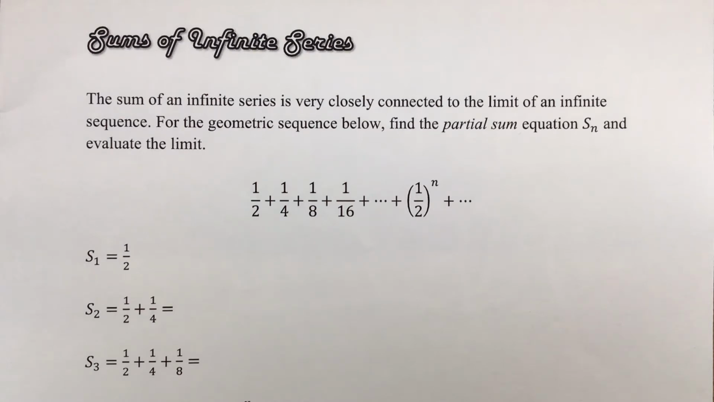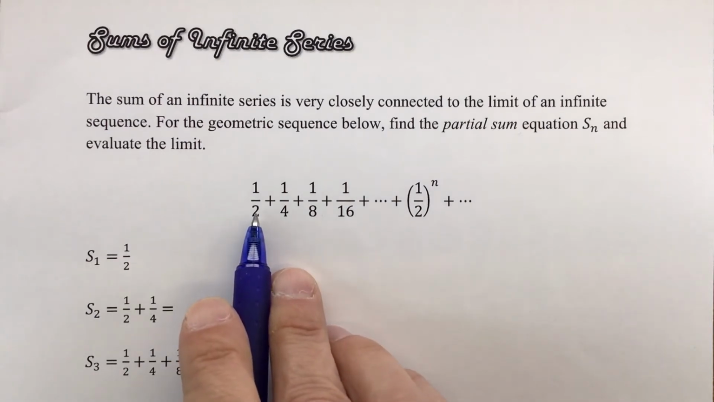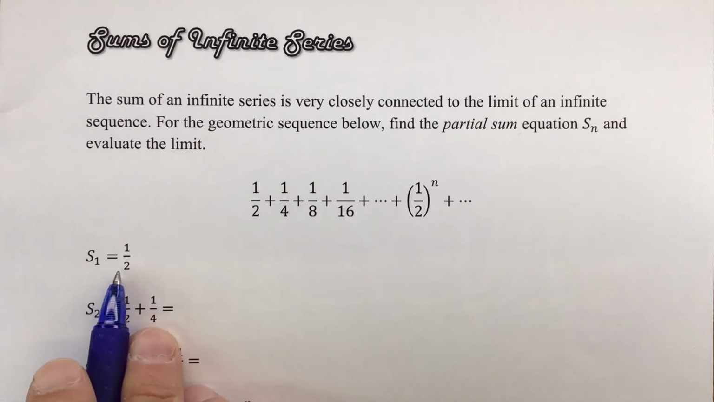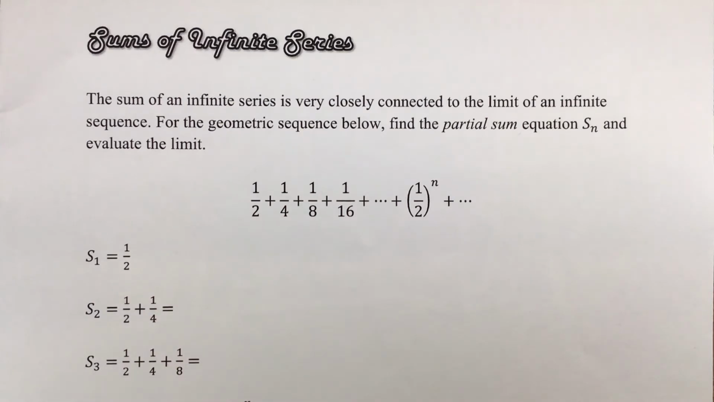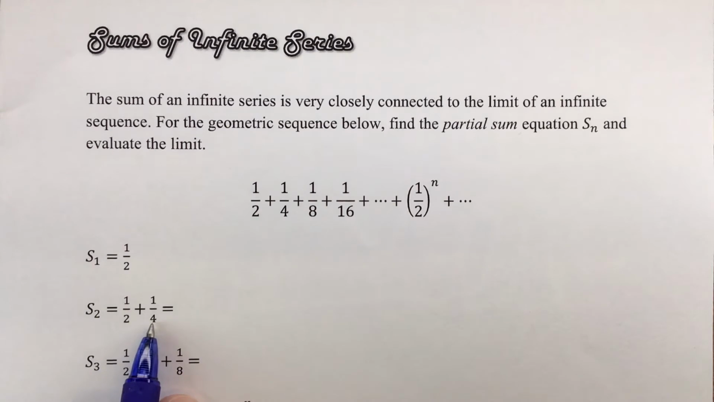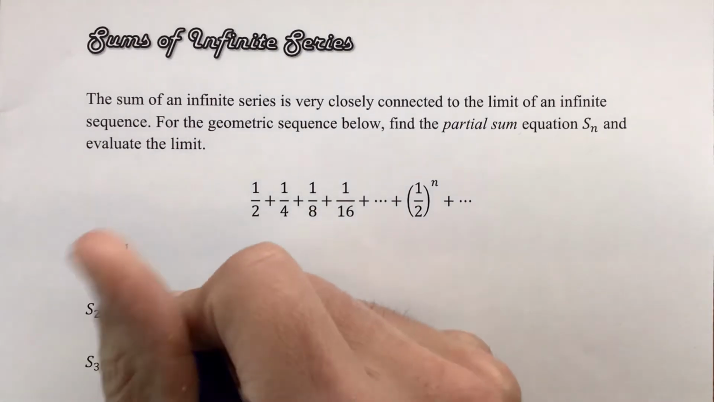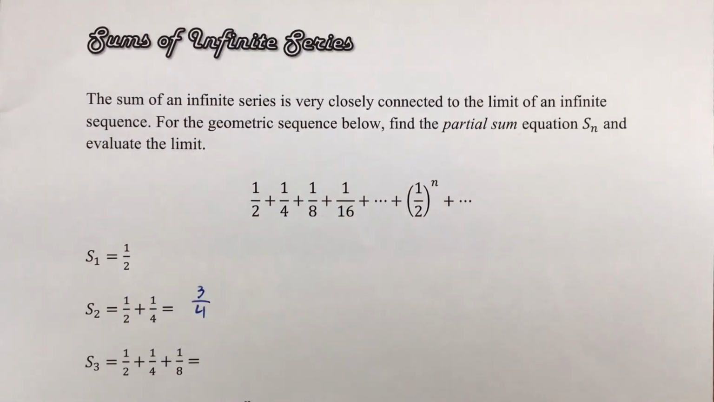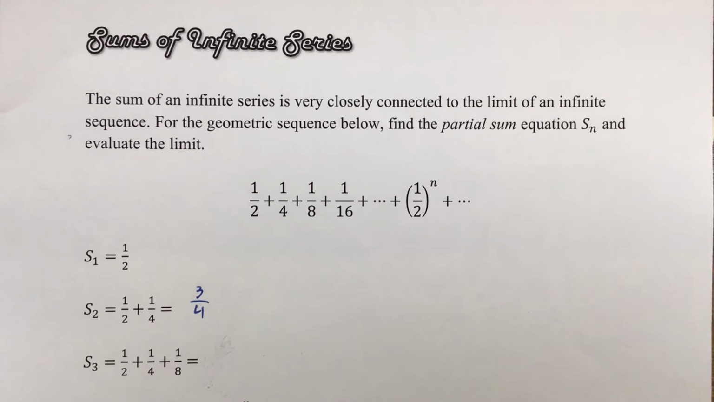Okay, but what we're going to start with are just partial sums. For example, the very first sum, we could call S1, would be the sum of the first term. Well, the sum of the first term is literally the first term, which is 1/2. S2, the sum of the first two terms, would be 1/2 plus 1/4, which is equal to 3/4. S3 would be 1/2 plus 1/4 plus 1/8.